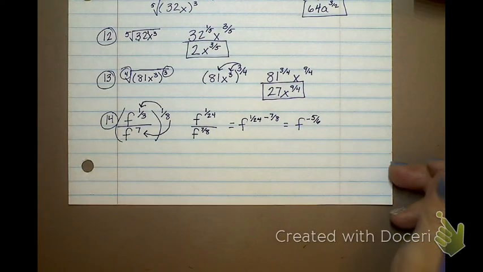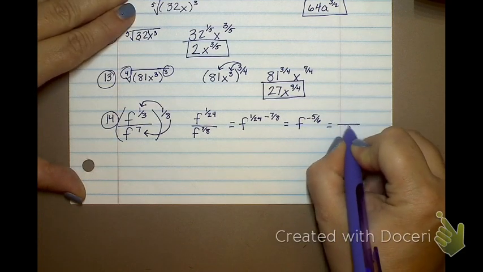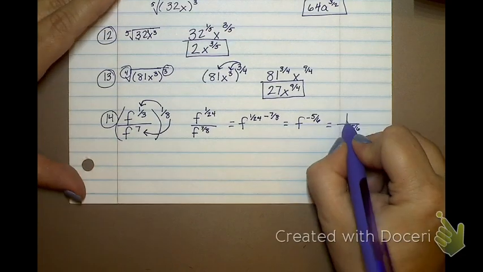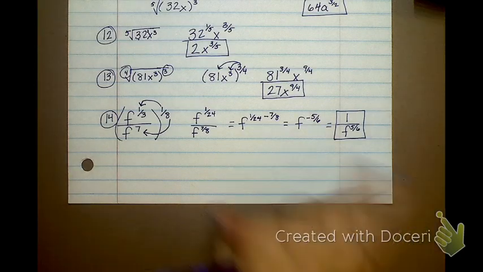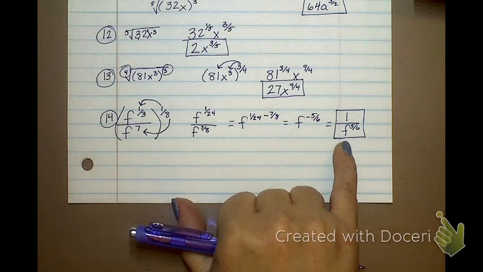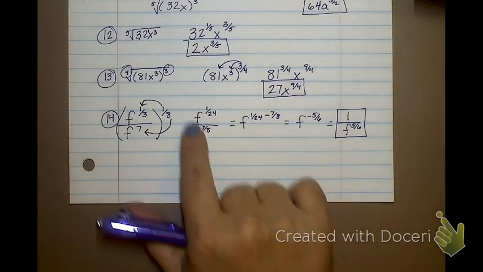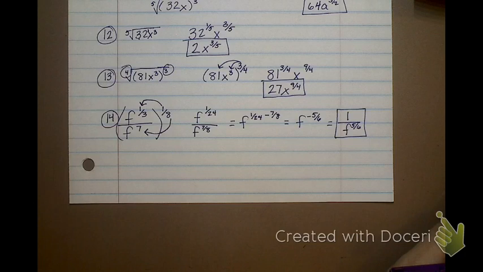Now I can't leave my answer like that. Since it's a negative exponent, I do have to bump it to the bottom of a fraction to make that exponent positive, which means there's a 1 on the top, but that's my final answer with positive exponents. Do you see how I only have one base of f as opposed to two bases of f? Anytime you've got those matching bases, you have to do this with it. Okay? Questions on 14?